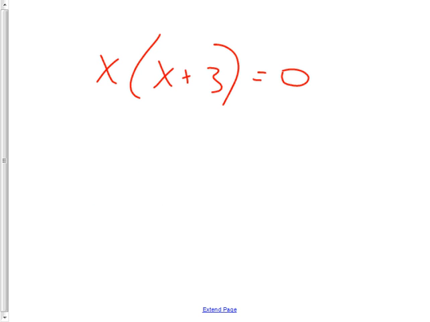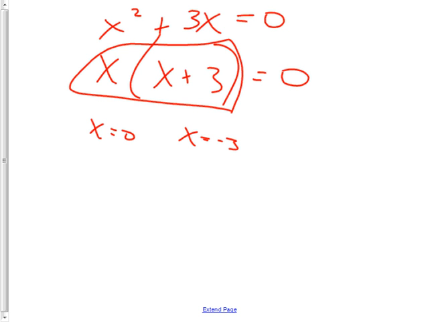For some reason, people just get baffled by that. But there's still 2 answers. One of them's -3, and what's the other one? 0. It's just x equals 0, or x equals -3. If I multiply that back out, the original problem would have said something like this. X squared plus 3x equals 0. You factor the x out, and then it looks like this. And then voila, you get your 2 answers. 0 and -3. All right, so that's just one way of solving quadratics.